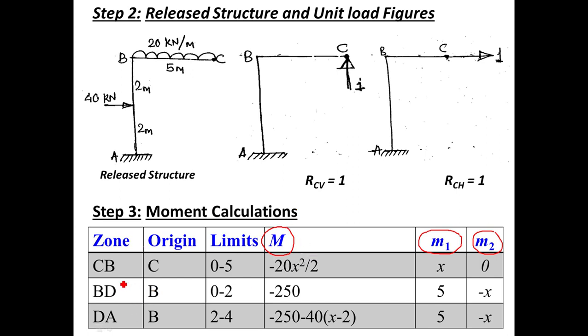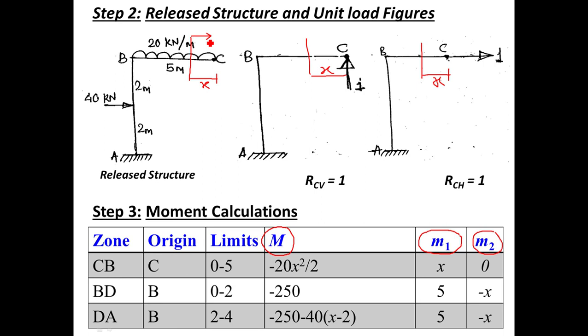So if you take the section in the first zone, that is C to B in all three figures, the origin is C in this case. If you mark the distance, x is measured from the origin, so from C to the section point the distance is x. Mark it in all three figures. Now we have to observe the right portion of this section.